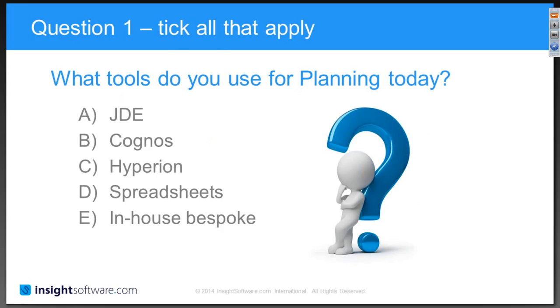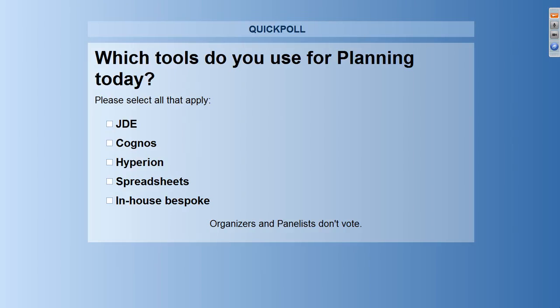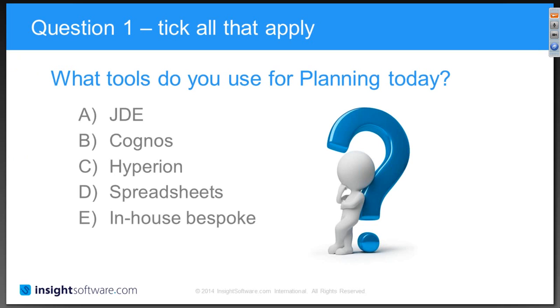So question number one. What tools do you use for different planning activities in different departments today? And please tick as many as apply to your organisation. Okay, so as John said, this is one of our first polling questions. Which tools do you use for planning today? Answers are JDE, Cognos, Hyperion, spreadsheets and an in-house bespoke system. I'll just give you another couple of seconds to cast your votes. Okay, they're coming in thick and fast. Okay, and closing the poll now. Thanks everyone, and I'm showing the results.